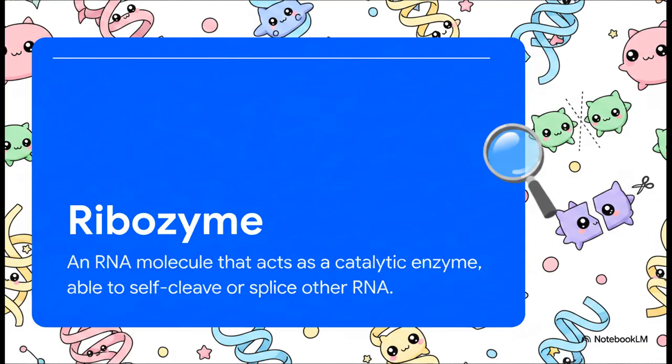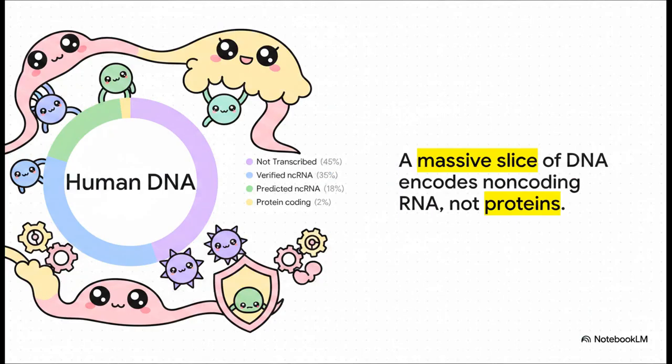They can slice other RNA molecules apart or splice them together. RNA can absolutely do the heavy lifting of cellular chemistry all on its own. And when we finally map out the human genome, the sheer scale of RNA's other jobs becomes stunningly clear. Look at how tiny the slice is for protein coding. A shockingly massive proportion of our DNA is actually transcribed into non-coding RNA.